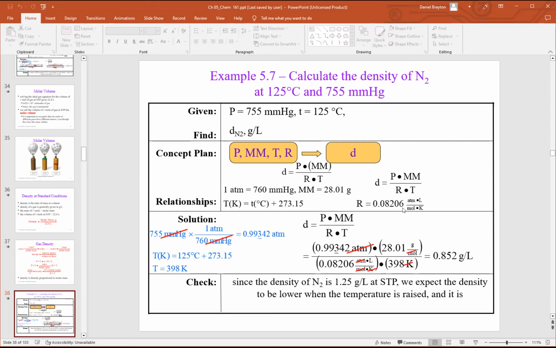And the gas constant, that's going to be R. Its units are atmospheres times liters divided by moles times Kelvin. They really decided to make this one complicated.